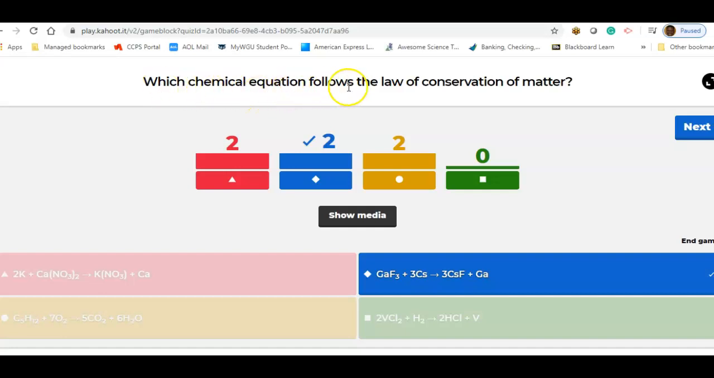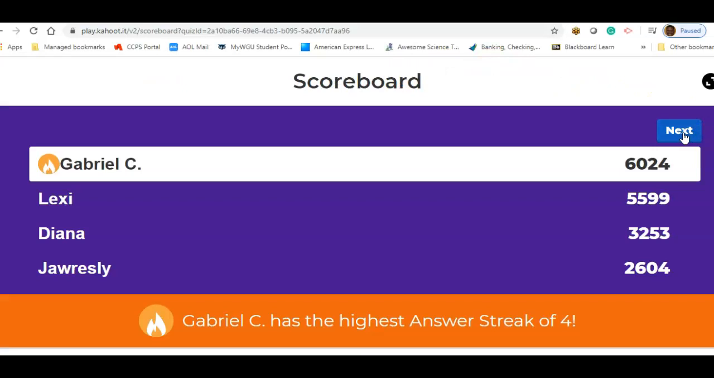Which chemical equation follows the law of conservation of matter? That means which one of them has equal elements or compounds on both sides. And that's the same thing as being balanced, right? Yes, that's the same thing as being balanced. Just look at which equation is balanced. That's what they're asking you indirectly. You just count the number of atoms on both sides. Gotcha.